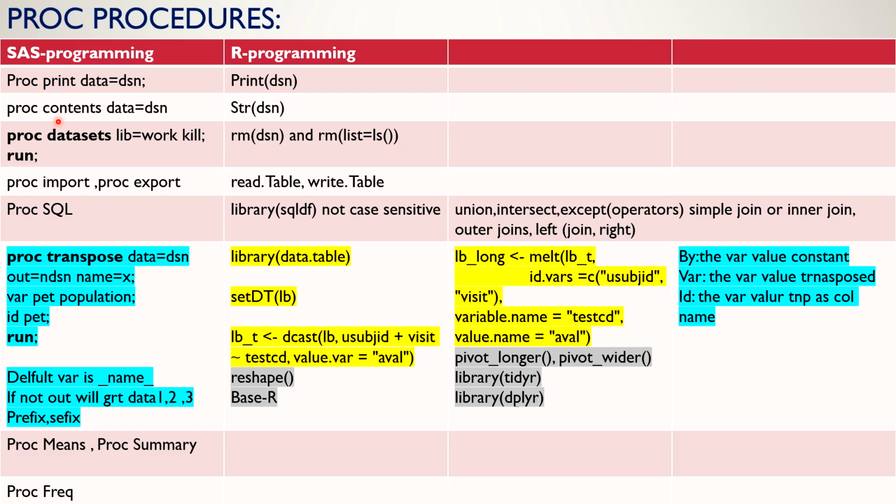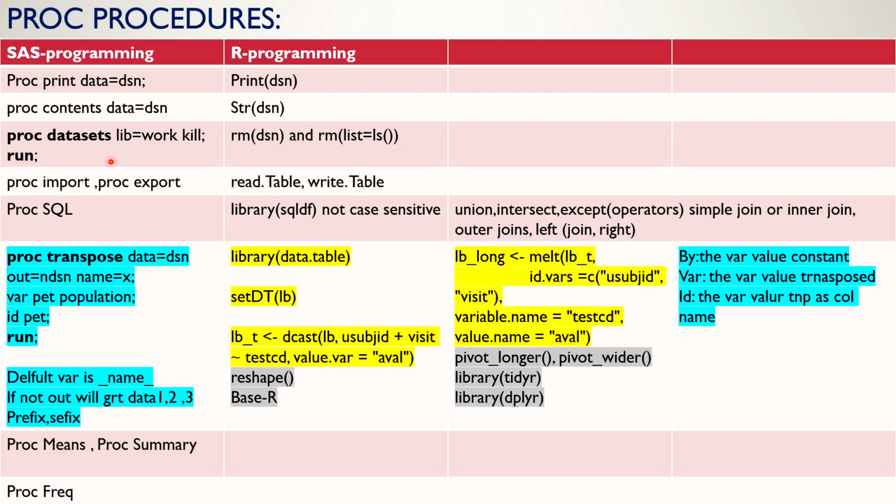So here proc contents data equal to dataset name. If you run this, we'll get information about the dataset, like what the variables are, how many variables, how many observations, and what the types of variables are, like character variables, numeric variables. So all information about the dataset we'll get with this code. The same thing in R programming, we can write str dataset name.